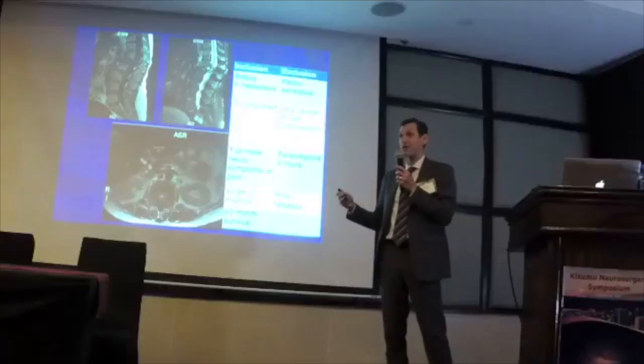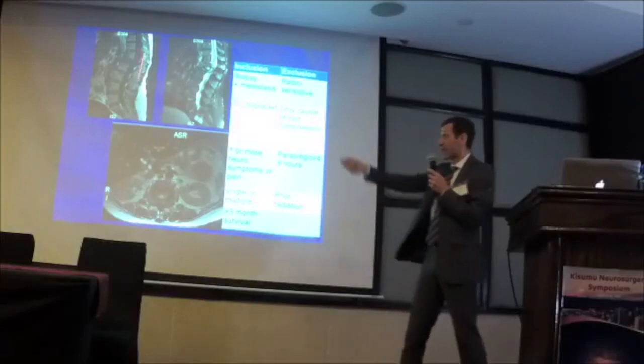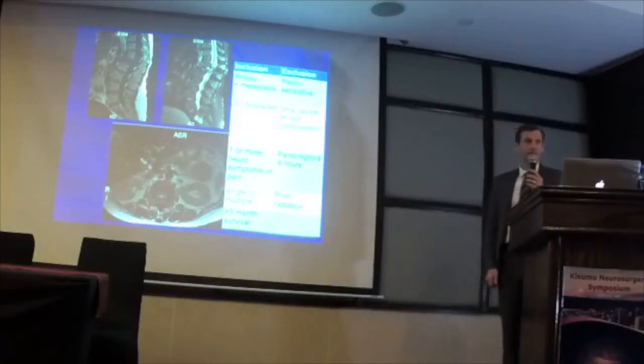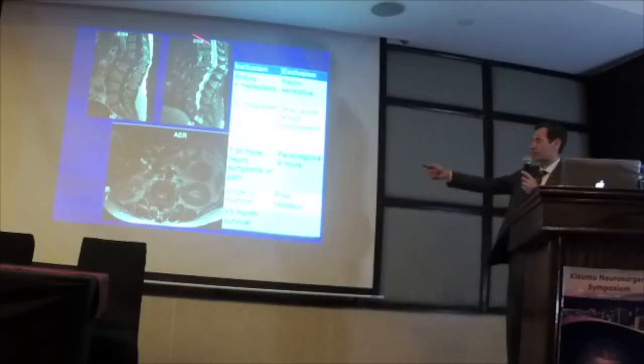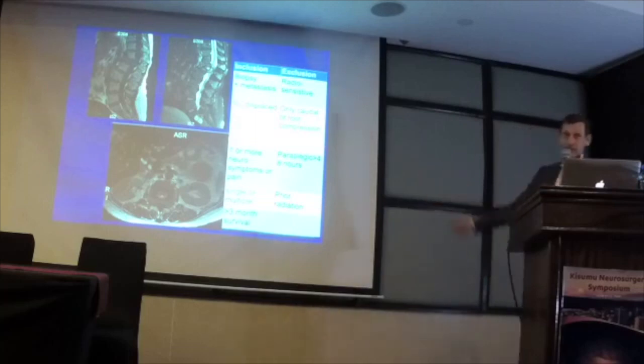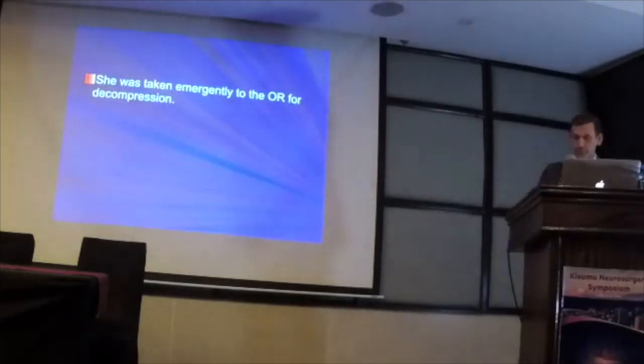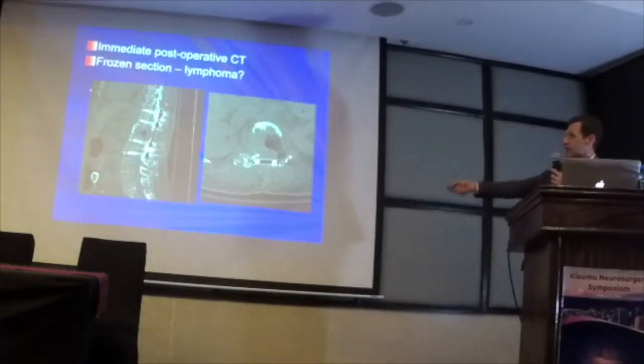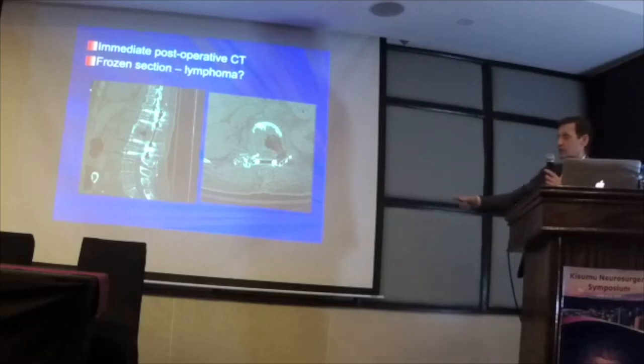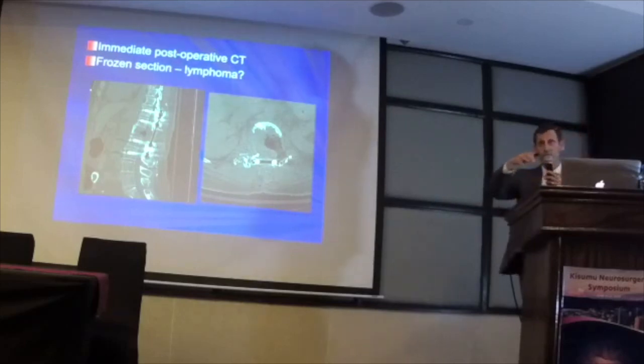You still have to be a neurosurgeon. You still have to prioritize, obviously, disability. And so in this case, we took her directly to the operating room. Right from the MRI, we take her to the operating room for decompression. And we start with the posterior decompression, do a corpectomy from behind, some screws above and below. So now we have local control.